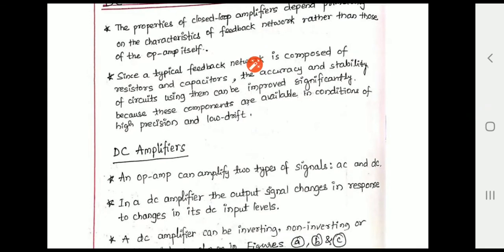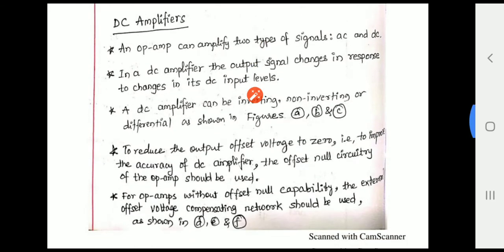A typical feedback network is composed of resistors and capacitors. In general, we use a resistor RF as a feedback network between the input and output of an op-amp, just to improve the accuracy and stability of a circuit. Now we will start with the first topic, DC amplifiers. In DC amplifiers we are going to discuss how the DC signals are amplified.